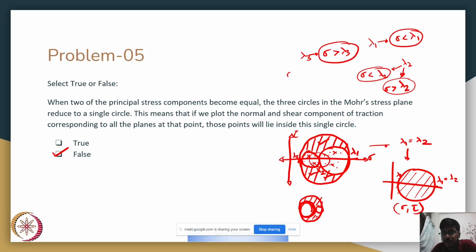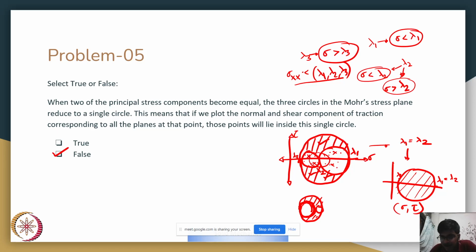So last week we had this question which asked if sigma xx is always less than all of lambda 1, lambda 2 and lambda 3, which we found out to be false, which is also seen from this Morse stress plane.